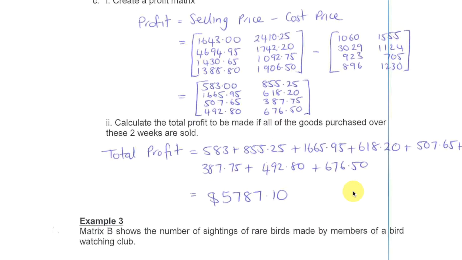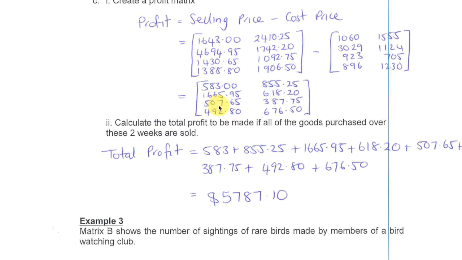Calculate the total profit to be made if all the goods purchased over these 2 weeks were sold. So we bought all those fasteners and paint and timber at the beginning of the 2 weeks or during the 2 weeks. So if we assume that everything that we purchase does get sold, what will the total profit be? So what we need to do is add up every element within the profit matrix. So we're just adding all of these together. Remember, that's week 1, that's week 2.